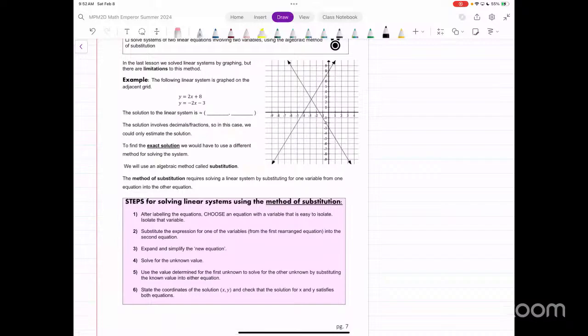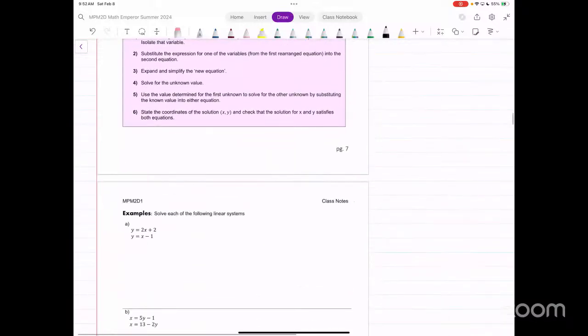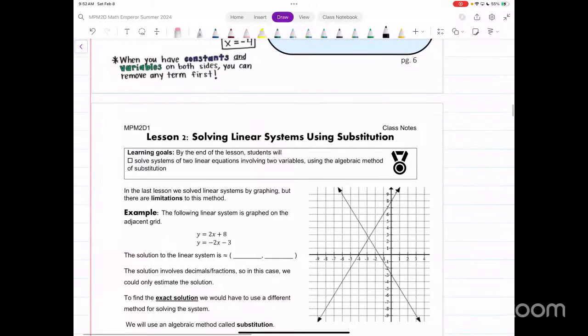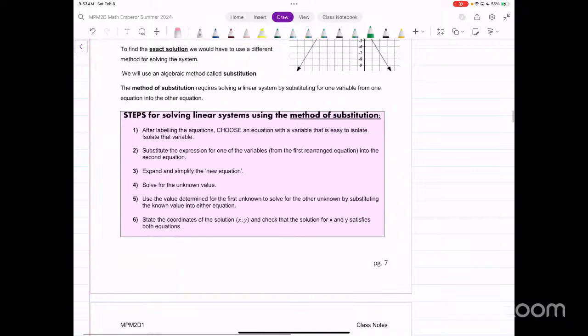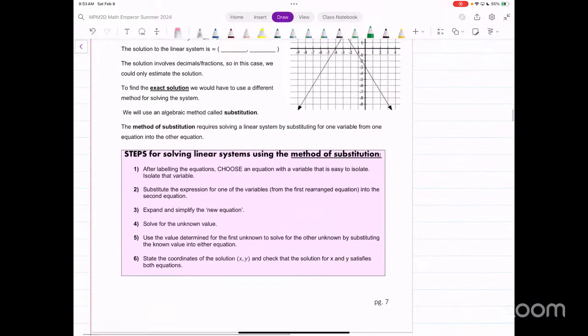Now we're going to see solving a linear system by substitution. It's a pretty straightforward strategy. Steps for solving a linear system using the method of substitution: after labeling the equations, choose an equation with a variable that is easy to isolate. Isolate that variable. Substitute the expression for one variable into the other equation. Simplify and solve for the unknown. Use the value determined for the first unknown to solve for the other one.